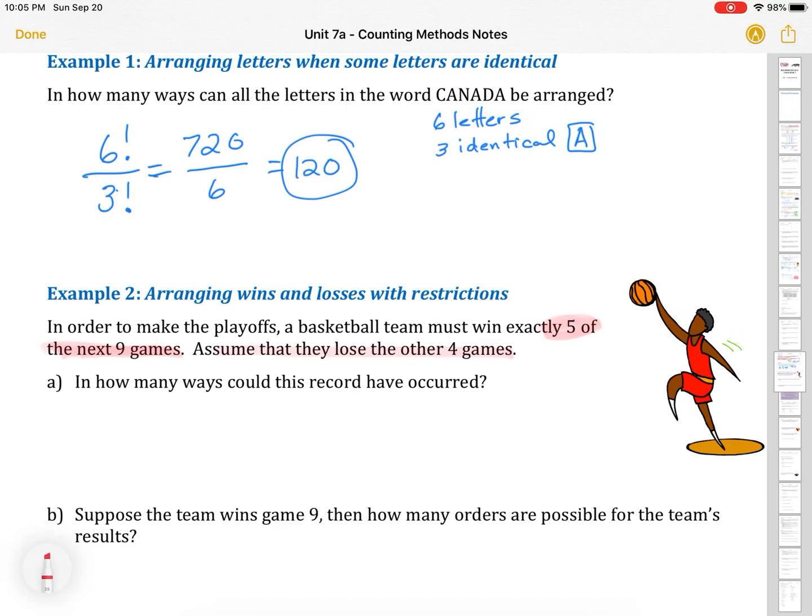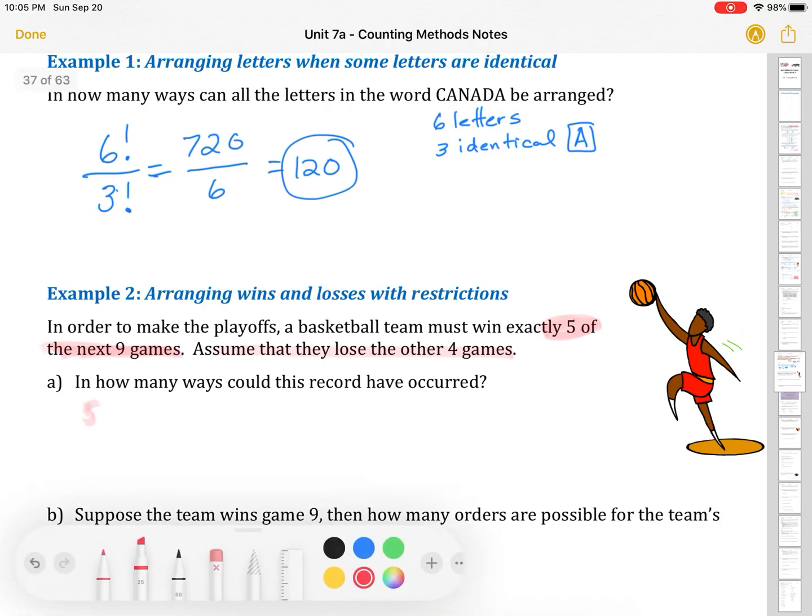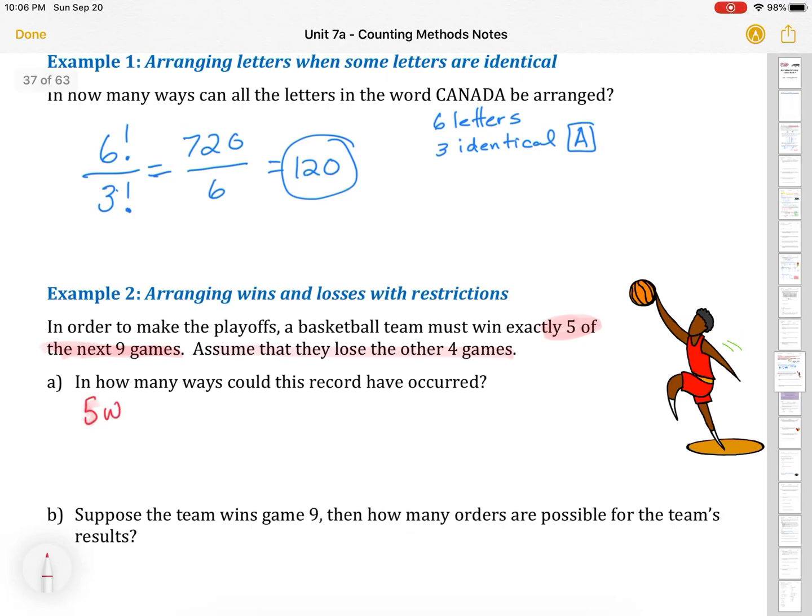So maybe they win the first one, lose the second one, win, lose, right? Or maybe they win the first 4, lose the next 4, and then win the 9th. Okay? So we're assuming that they have 5 wins and 4 losses. So W, W, W, W, W, and then 1, 2, 3, 4 losses. Okay, so we have 9 choices, and 5 of them are W and 4 are losses. So we have 5 repeats of one and 4 of the other.